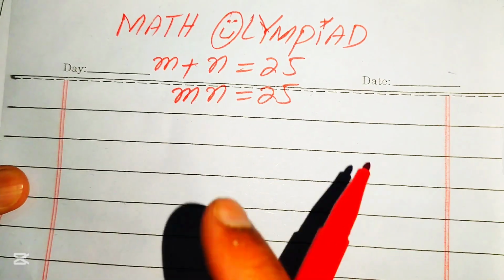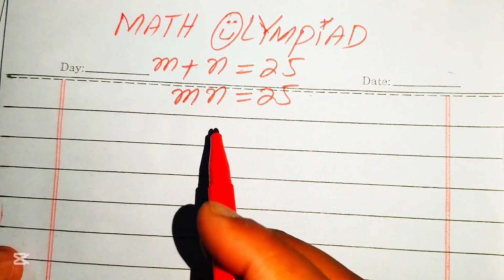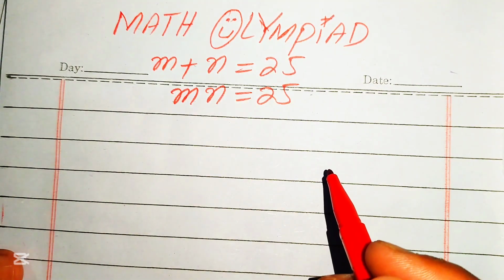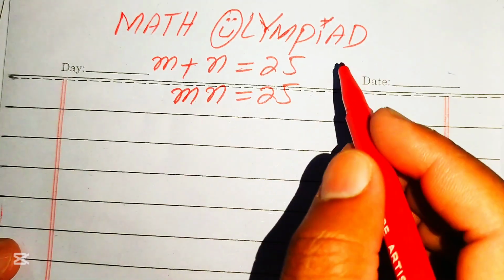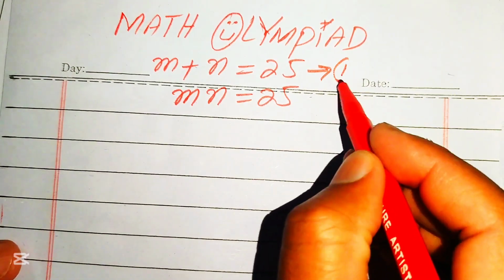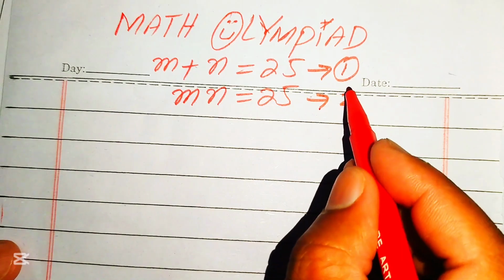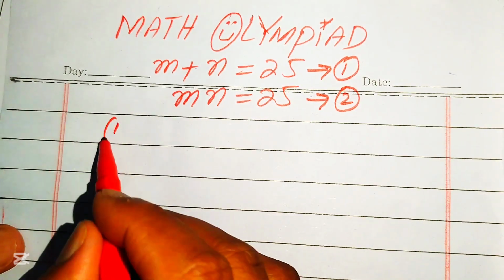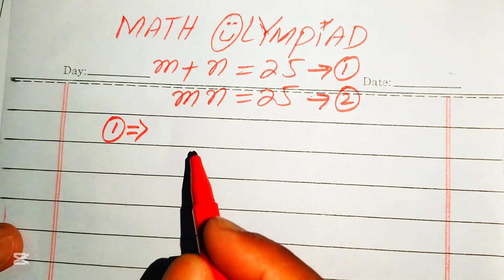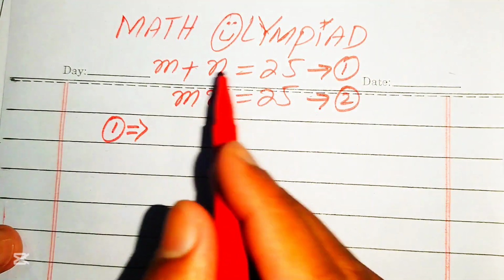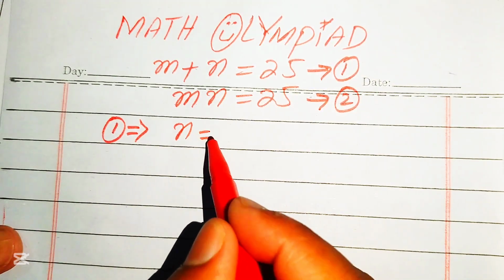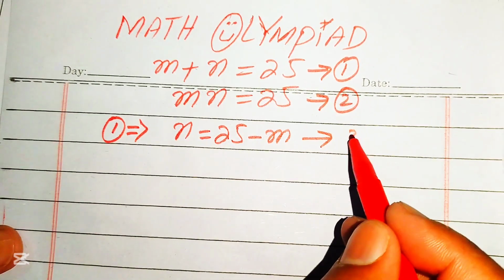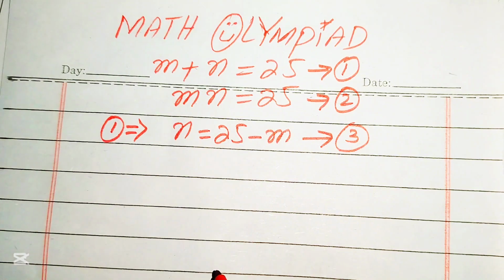So here we have m plus n equals 25 and mn equals 25, and we solve this problem for the values of m and n. First we call this equation number 1 and this equation number 2. First we need to focus on equation number 1, which implies that we move this m to the right hand side and we get n equals 25 minus m, and we call this equation number 3.